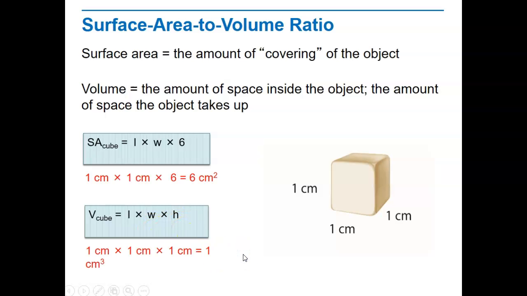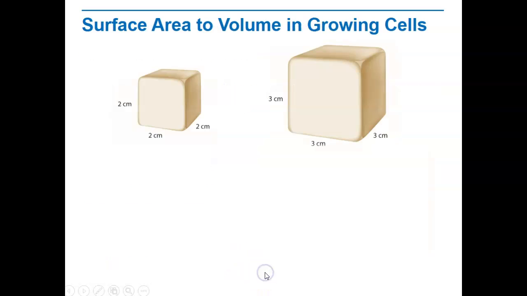For this cube, the surface area would be 6 square centimeters, and the volume would be 1 cubic centimeter. The surface area is squared centimeters because we took centimeters times centimeters, so we did that twice. The volume had 1, 2, 3 centimeters multiplied together, which is why it's centimeters cubed. That's how we would find the surface area and the volume of this box. And we're going to pretend these boxes are cells.